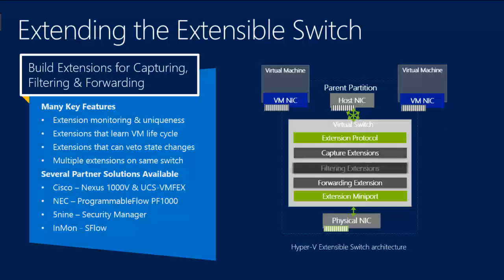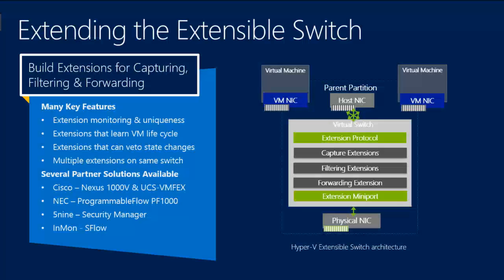When we look at what people are doing around extending the platform, whether they're deploying capture extensions, whether they're forwarding, whether they're filtering, they can plug in at various layers of this extensible switch. And so that means you can combine them. So if I wanted to use Inmon's sFlow monitoring extension, plug it into the Hyper-V switch. And at the same time, I've got Five9 Security Manager, which provides agentless antivirus and virtual firewall. I can do that at the same time. But we have got the option still to utilize the Cisco and the NEC switches.